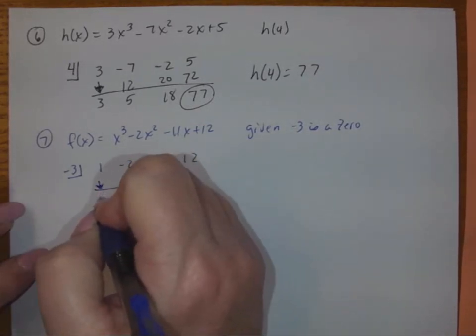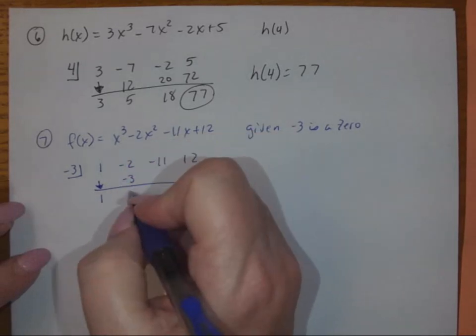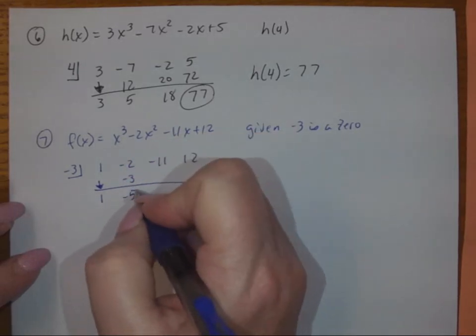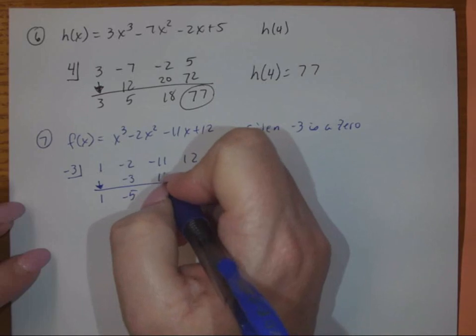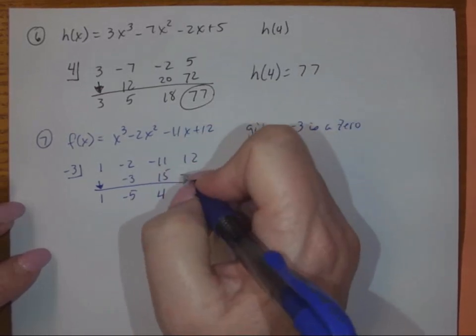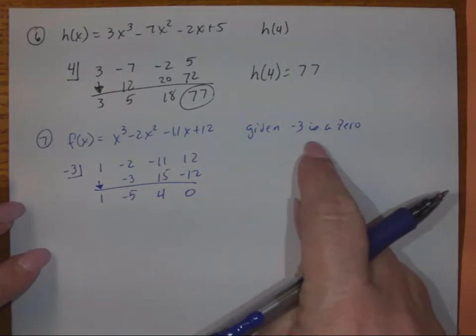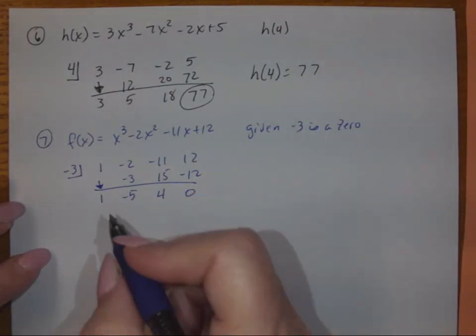Bring down our first one. 1 times -3 is -3. -2 minus 3 is -5. -5 times -3 is 15. 15 minus 11 is 4. 4 times -3 is -12, which gets us a 0. If you don't get a 0 here, when they tell you it's a 0, you did something wrong.